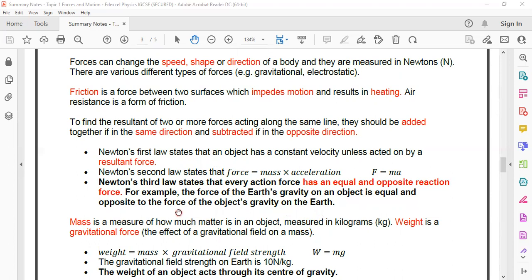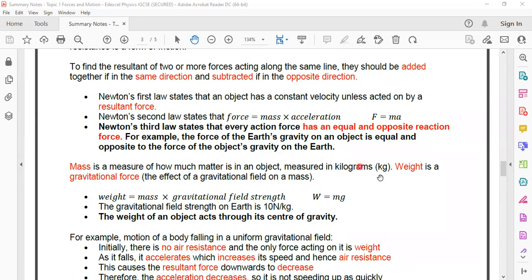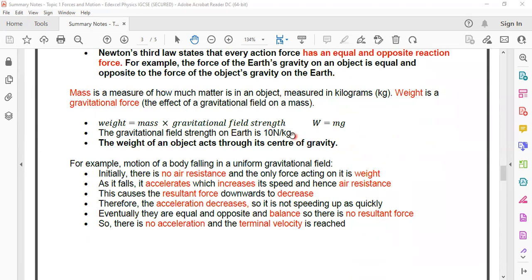Now, mass is a measure of how much matter is in an object, measured in kilograms. And what is weight? Weight is a force. We often say that mass and weight are the same thing. No, mass is a measure of how much matter is in an object, measured in kg, and weight is a gravitational force. So you have a formula, W equals mg, and the gravitational field strength on Earth is 10 newtons per kg. The weight of an object acts through its center of gravity. For example, motion of a falling object in a uniform gravitational field.